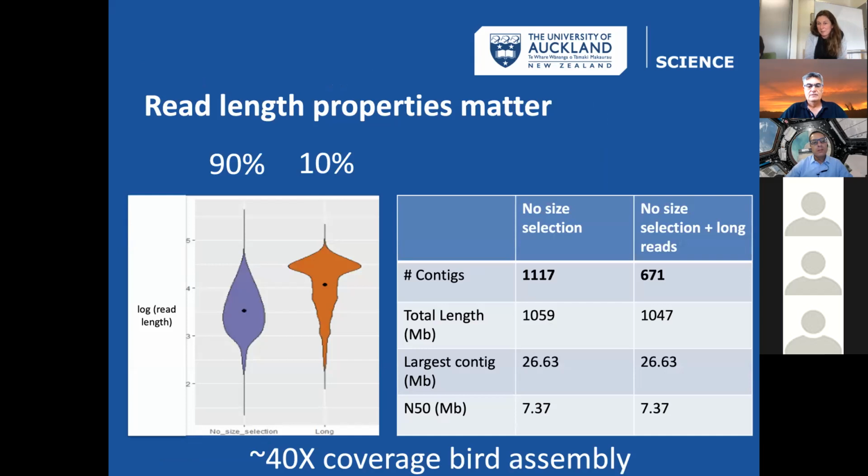As I say, read properties matter quite a lot. So the male HeHe, we initially didn't do any size selection because we were really limited for sample quantity. And then once we got a decent amount of coverage, we added in some longer reads. And just 10% of those longer reads really made a dramatic improvement to the assembly quality. So we ended up with about half the total number of contigs just by boosting that long read component.